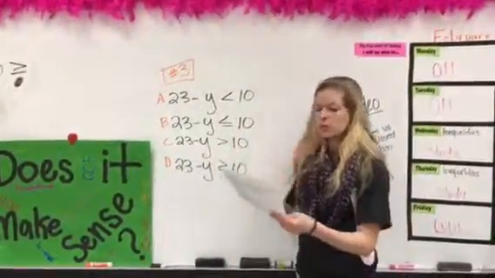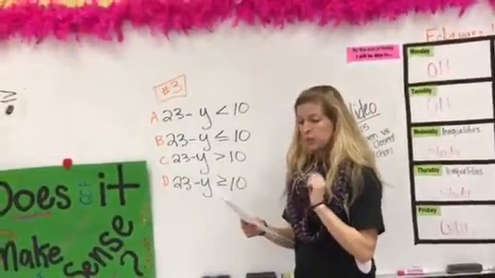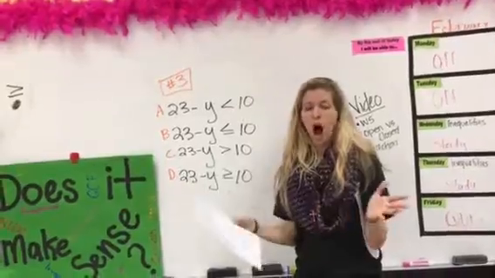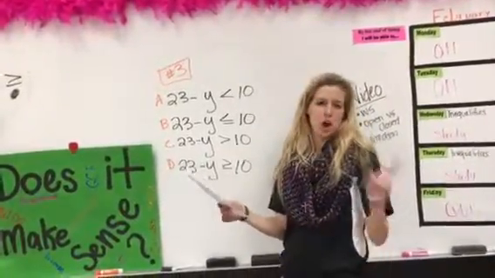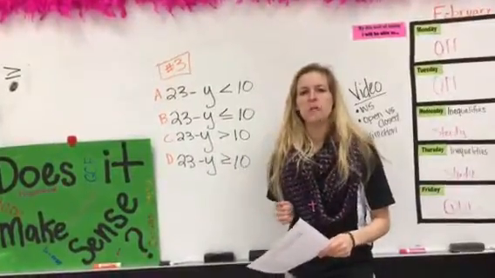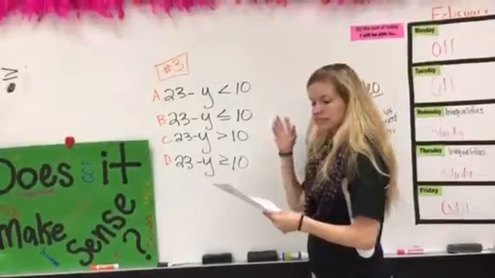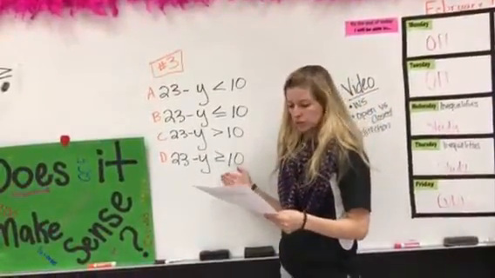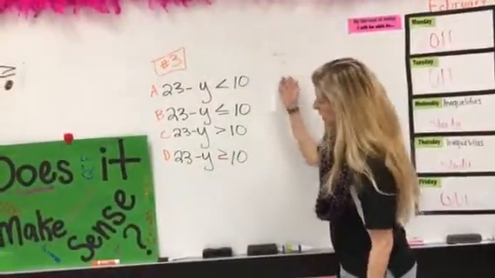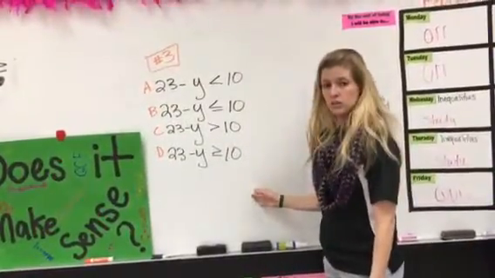So let me read the question and we'll talk through these. When the first bell rang on Monday, 23 students were found in the hallway. Mr. Howard said no more than 10 students are allowed in the hallway. We've got to send students back to class. So the question was, how many students need to go back to class, write an inequality, and graph your solution. But a test question is going to look like this. What is the inequality that goes with this situation?